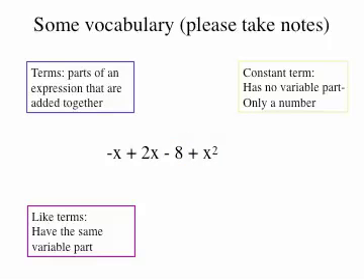Like terms are terms that have the same variable part in them. In this expression, we have two like terms, negative x and positive 2x. The variable in both cases is just simply x.